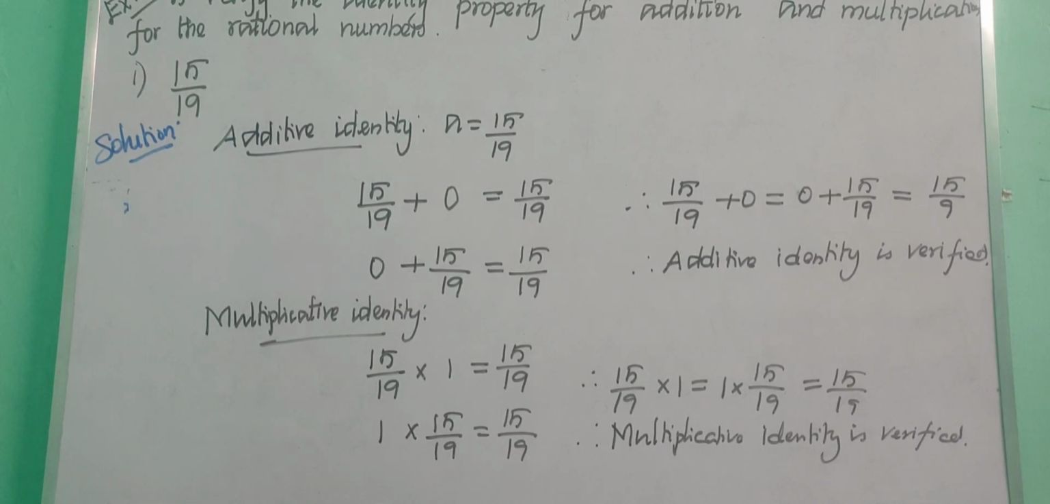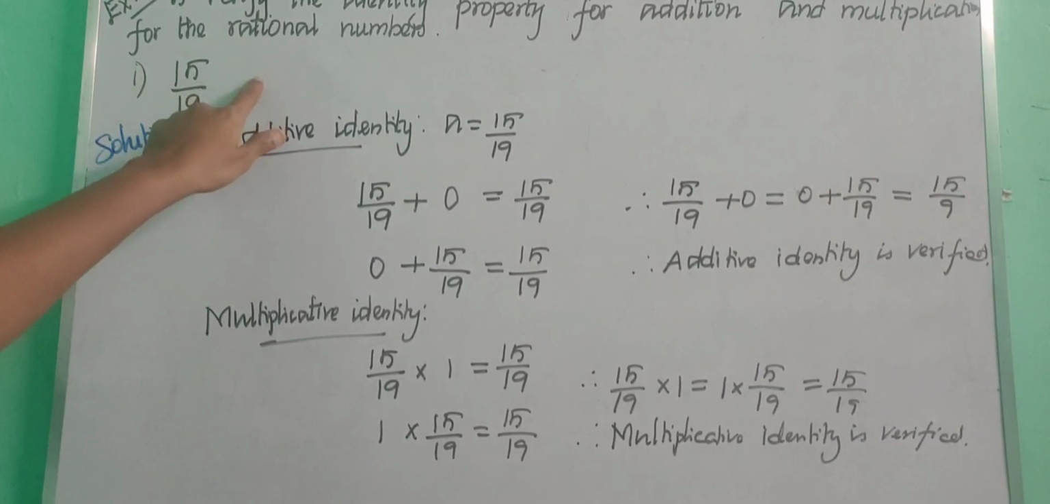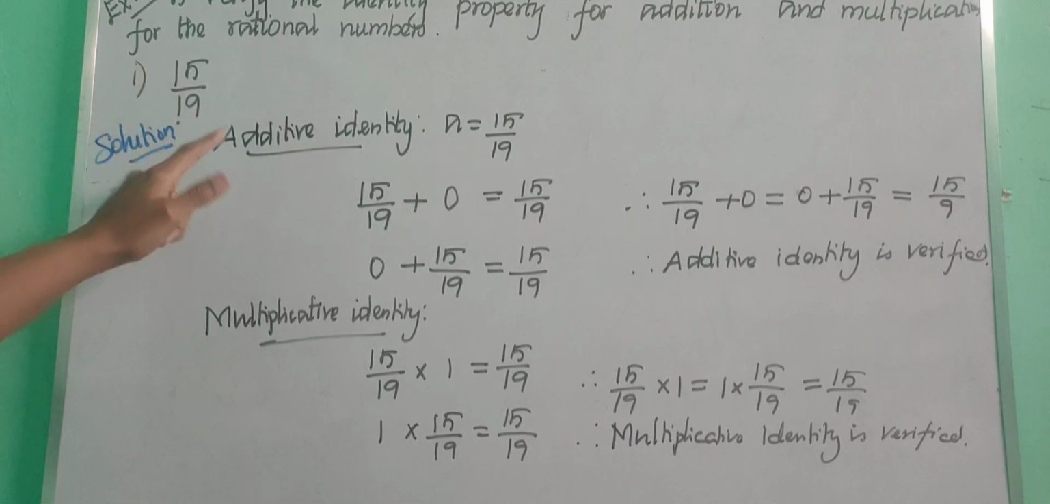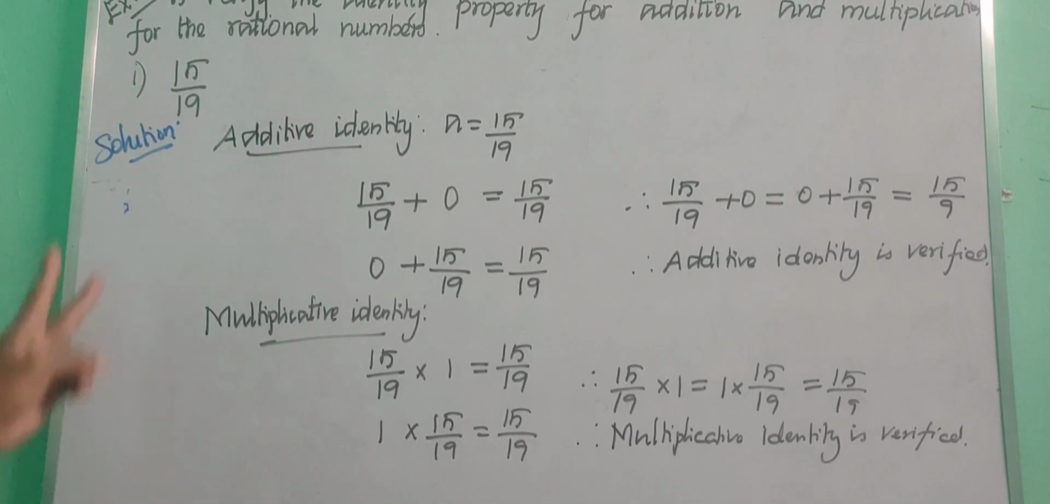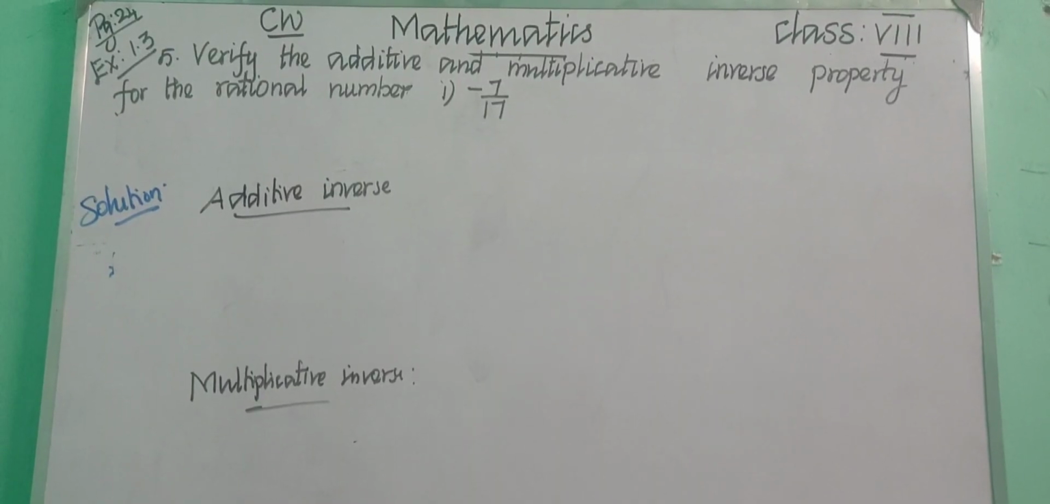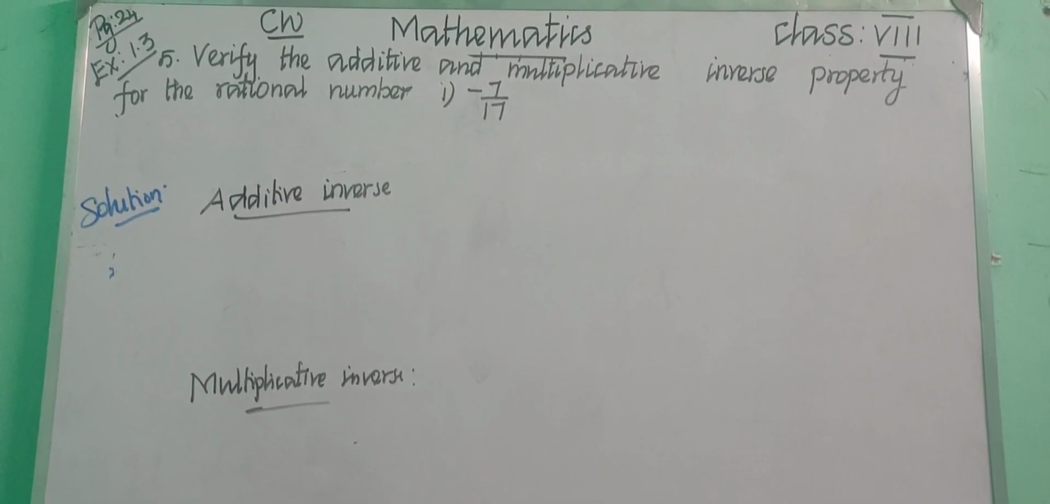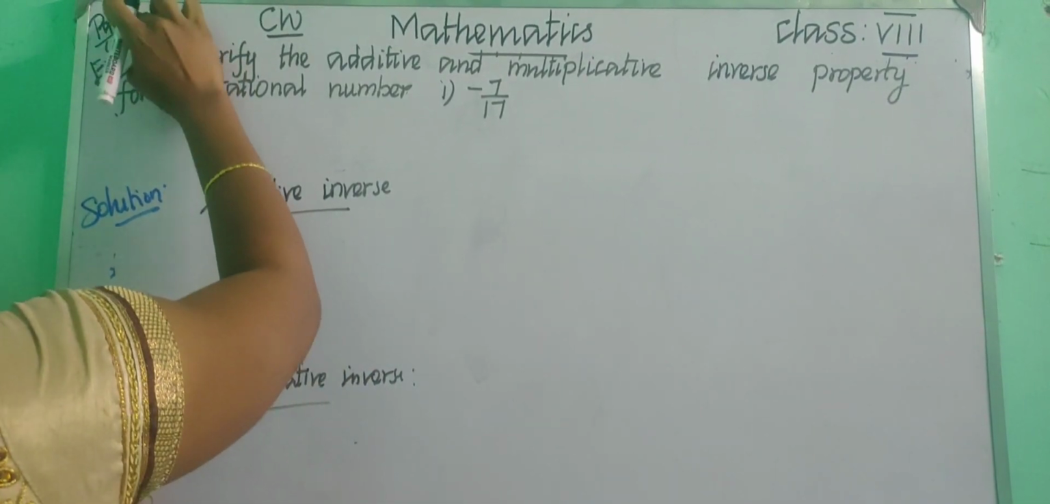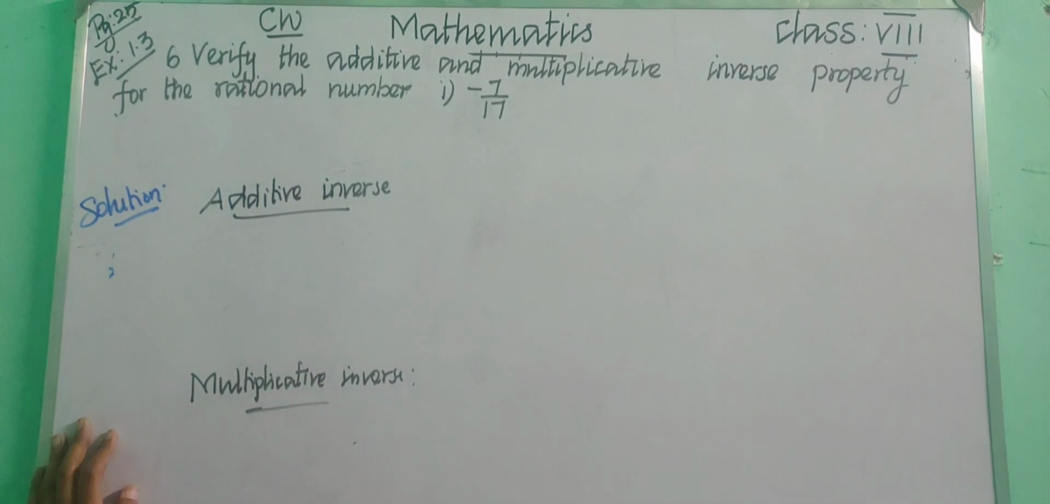So we did the first one, 15 upon 19, as a classwork, and there is a second one there. They are given two rational numbers. So first one we did as a classwork, and second is your homework, okay children? So after completing this, write the sixth question in your classwork notebook. Okay children, see the next question. Sixth one. It is in page number 25.